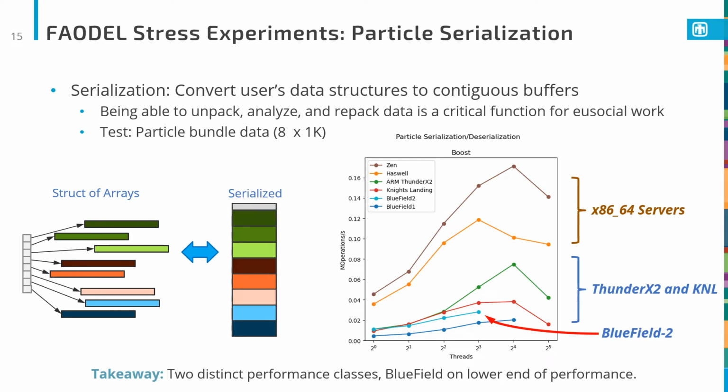The plot at the bottom of the slide shows how aggregate serialization performance varies as we scale the number of worker threads on different processors. From this plot, we see there is a clear performance separation between the x86 servers and other processors such as the ARM ThunderX2 and the Knights Landing processors. While the Bluefield ARMs are at the bottom of this list, it's worth noting that the Bluefield 2 is similar to other processors at lower thread counts.